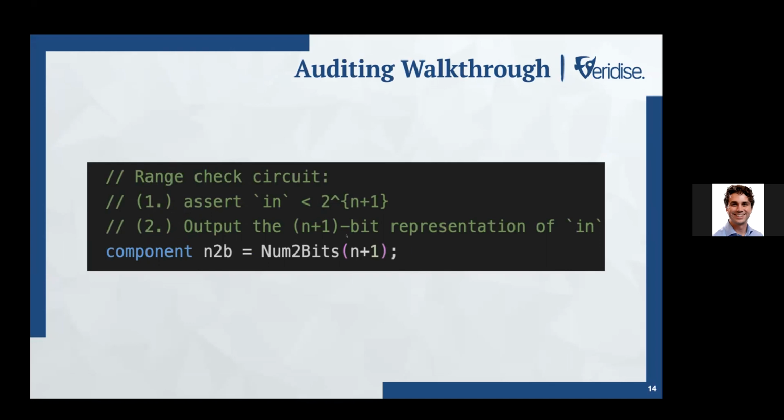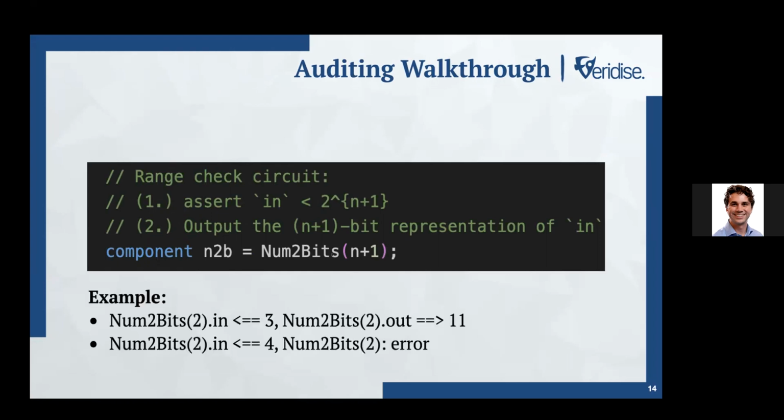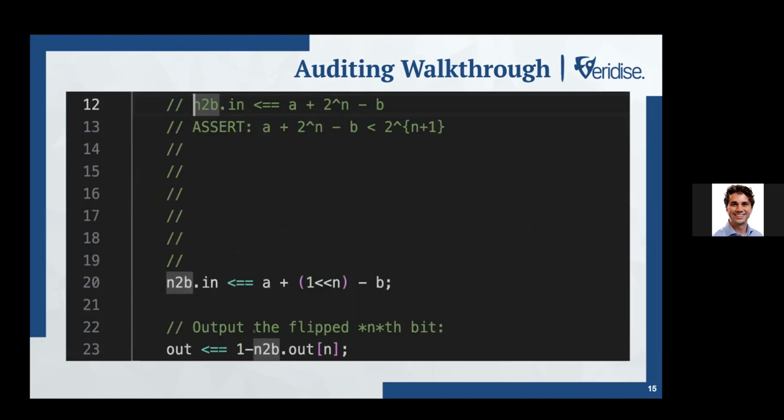It's going to take in some number, and that number has to be small enough that we can represent it in that many bits. So for example, if I'm doing a Num2Bits with just 2 bits, and I set the input to 3, I'm going to get out those 2 bits necessary to represent 3, so 1, 1. But if I try to pass in a larger number that I can't represent in 2 bits, you hit an error. Essentially you can't pass in a witness that's out of range. So this Num2Bits is crucial. And it's used here in 2 places. We set its input signal, and then we derive our output signal from its output signal.